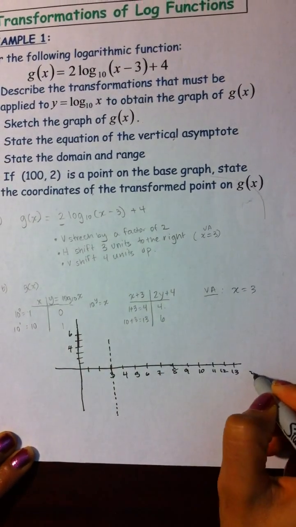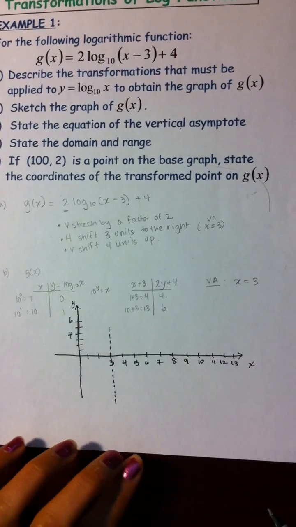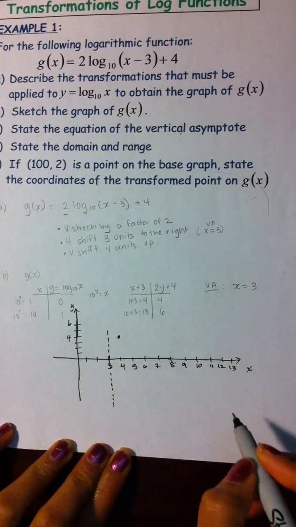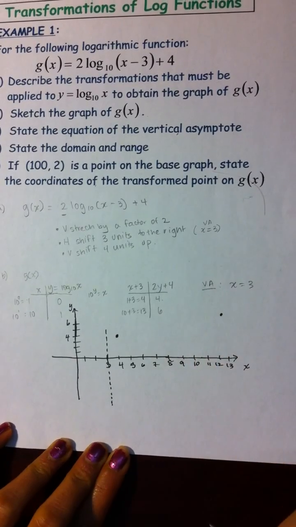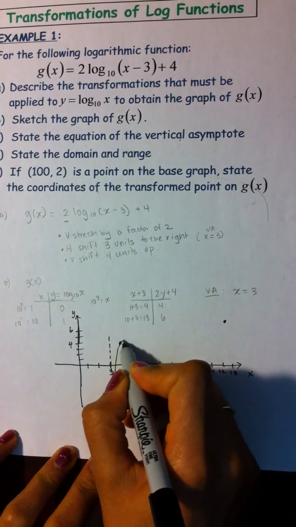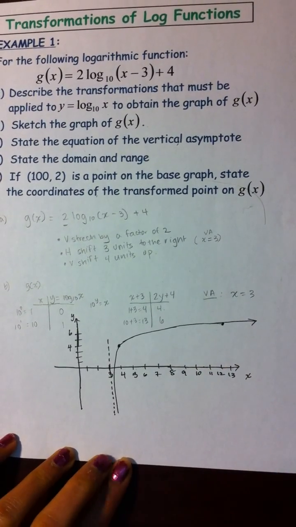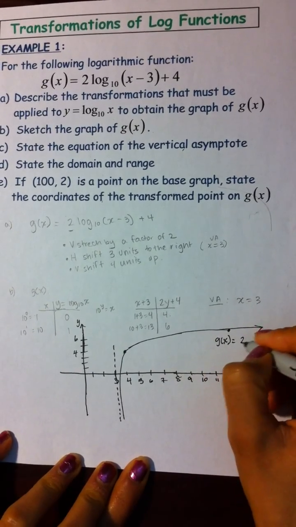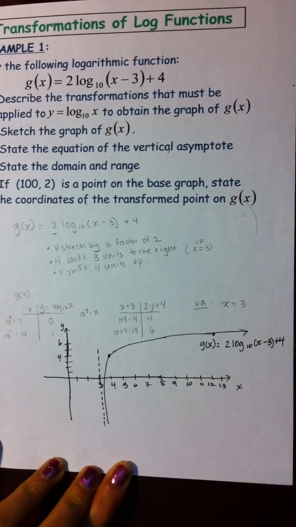Just writing down my key points. This is the x, and that's the y value. Okay, so first point would be 4 and 4, so 4 and 4 right there, and I have 13 and 6, so 13 and 6. So using that piece of information, I'm going to go ahead and just graph my function. It's an increasing function, at a very slow pace. So this right here is my transformed curve, and I'm just going to now label it as 2 log 10 (x minus 3) plus 4.